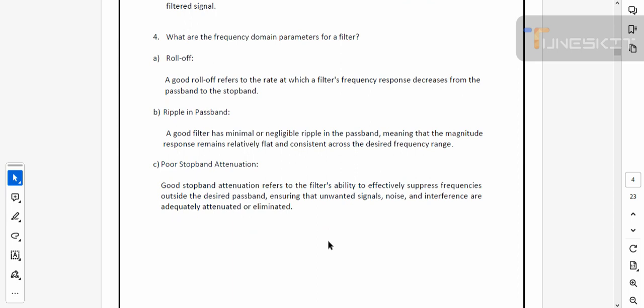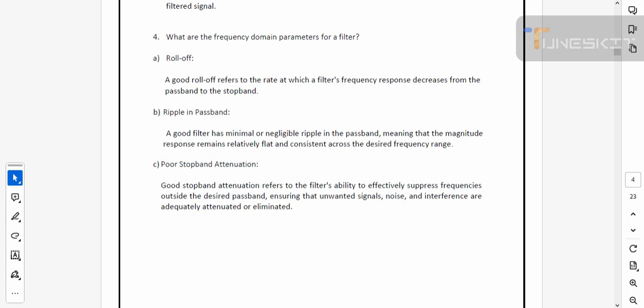The first one is roll off. A good roll off refers to the rate at which a filter's frequency response decreases from the passband to the stop band. The second one is ripple in the passband. A good filter has minimal or negligible ripple in the passband, meaning that the magnitude response remains relatively flat and consistent across the desired frequency range.